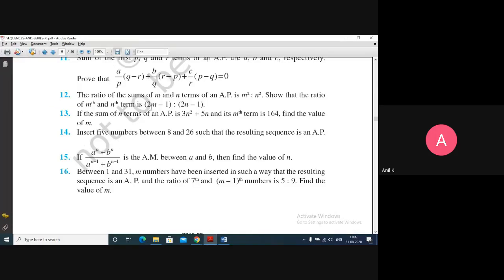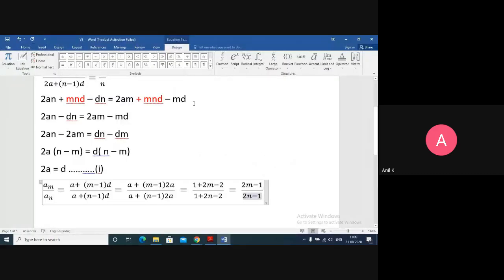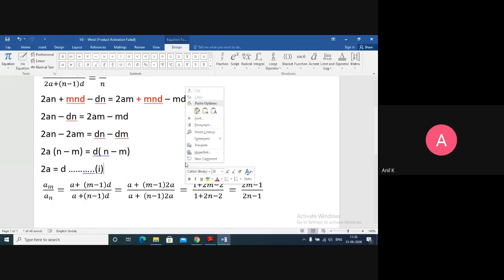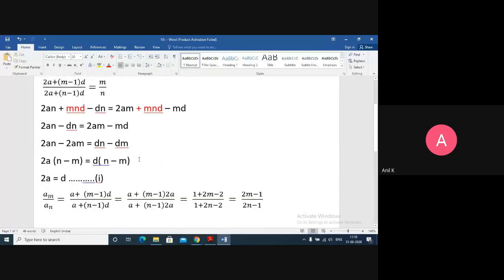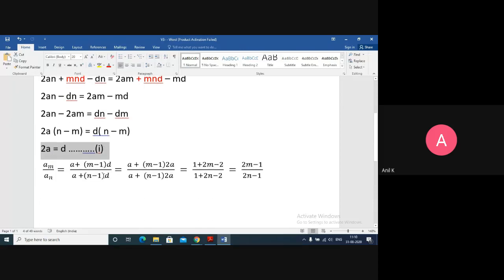Prove that the ratio of mth and nth term is 2m minus 1 upon 2n minus 1. That's what I get, 2m minus 1 upon 2n minus 1. Okay. So here the first ratios are given in the question. I simplified that ratio and I got the relation between a and b. We call it equation number 1. First ratio I used to get the relation between a and b.